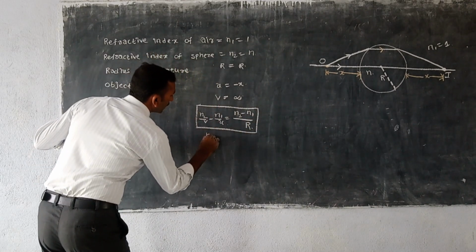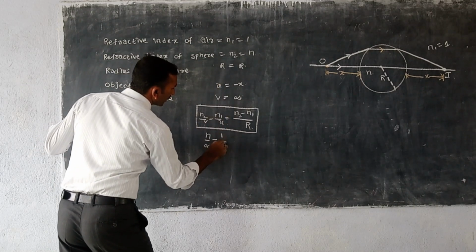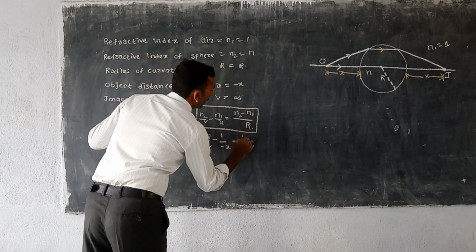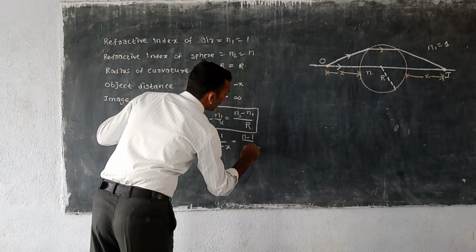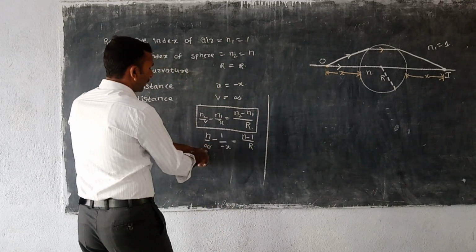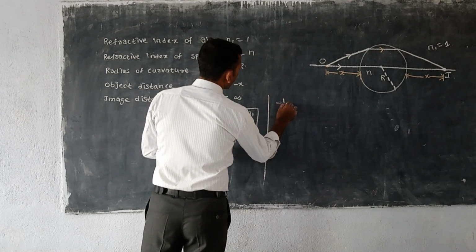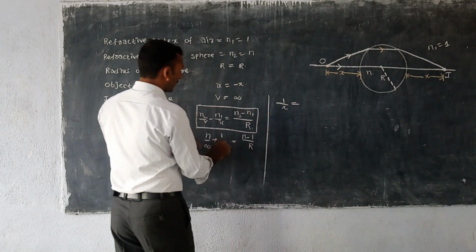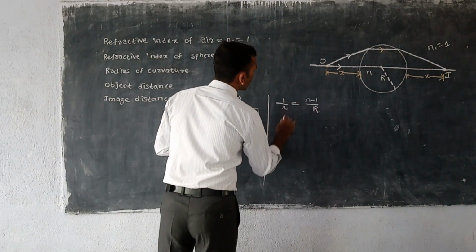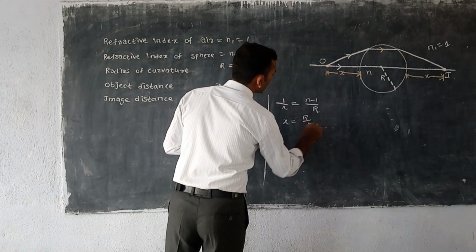Substitute the values. n2 means n, v means infinity, minus n1 means 1, u value is minus x, equals n minus 1 by R. Simplify this equation. n by infinity, 1 by infinity means 0, so we don't need that value. Plus 1 by x equals, minus minus will be cancelled, 1 by x equals n minus 1 by R. So x equals R by n minus 1.